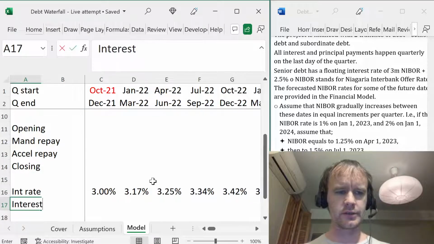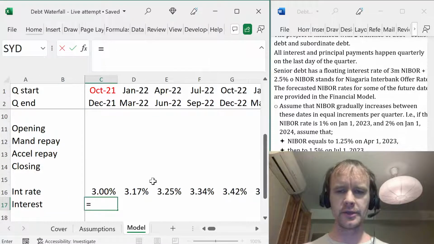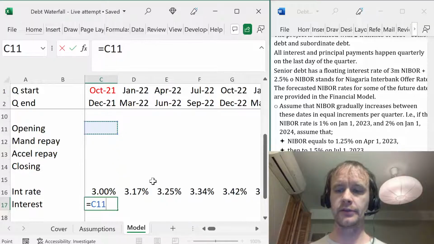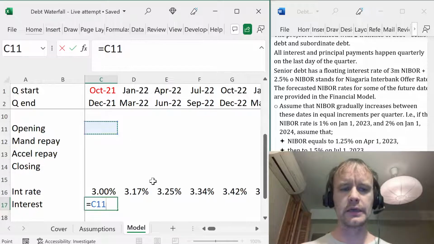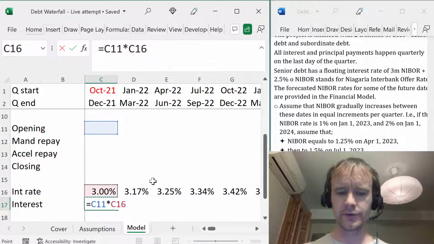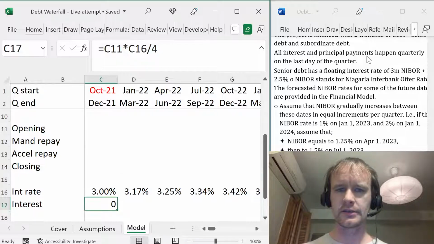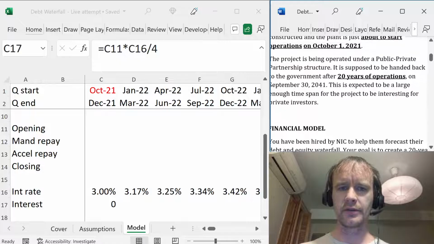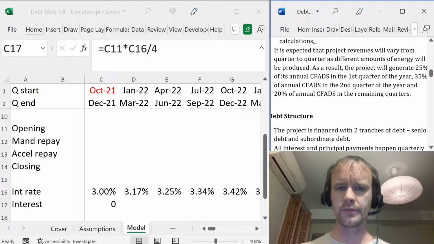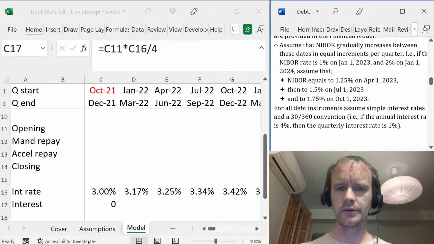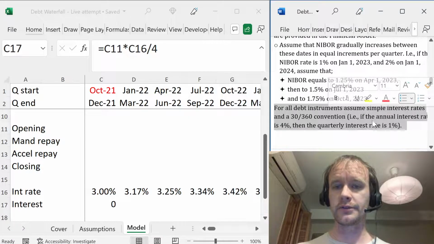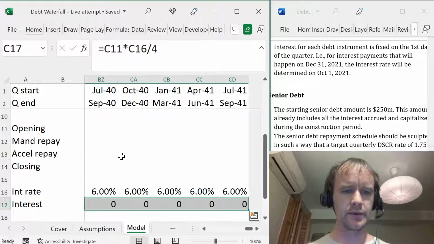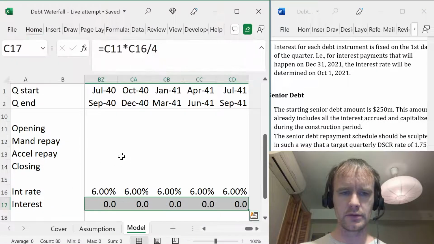So then interest, that's going to be the opening balance, because it mentions that any principal repayment happens at the end. So your opening balance is your balance throughout the quarter. So it's your opening balance times that interest rate divided by 4, because it says somewhere up here, 30/360 assumption. In other words, assume every month is... where is it? Here it is, 30/360 convention. So if the annual interest rate is 4%, the quarterly interest rate is 1%. So we just divide. And then we copy that across, and we will format that quickly.